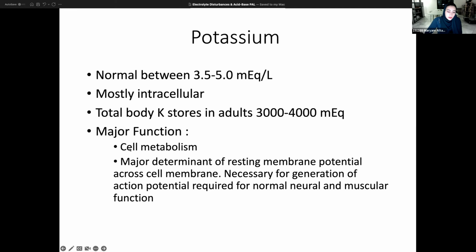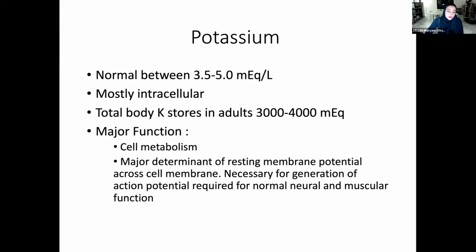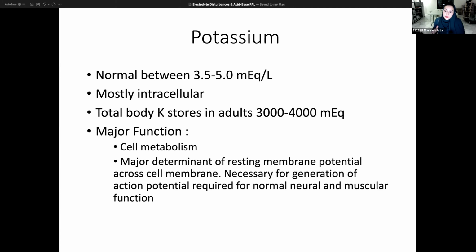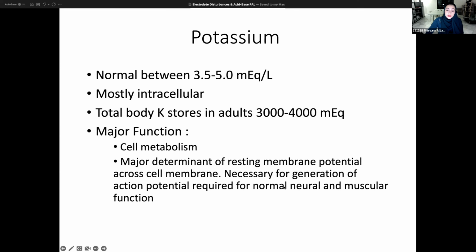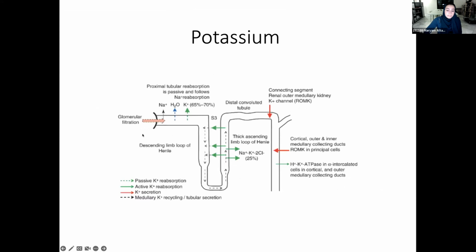So as we just mentioned, its major functions are within cellular metabolism, and it's a major determinant of resting membrane potential across the cell membrane. And because of that, remember, it's very important for the action potential. The way sodium goes causes the influx, and then potassium efflux. And so essentially, it's very important for normal nerve function and for muscle function. I know it looks very complex, but we're going to figure out how to do this together, all right?